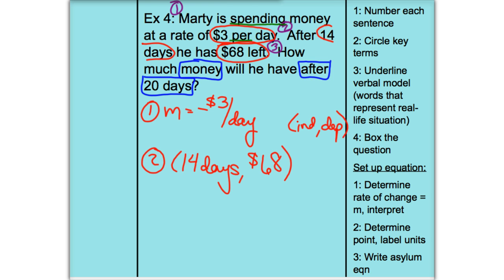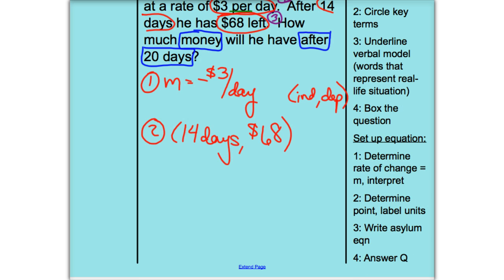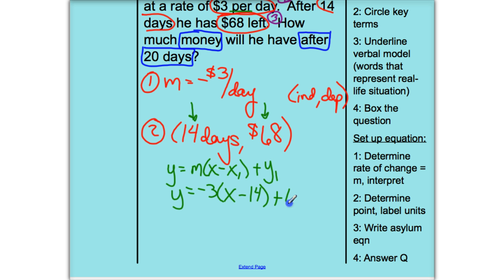We've got our slope, we've got our point, so we're going to substitute it in. I'm going to write that equation down for you again. Substituting our slope, which was -3. This is our x coordinate. It goes into the equation as the opposite. And our y coordinate stays positive.